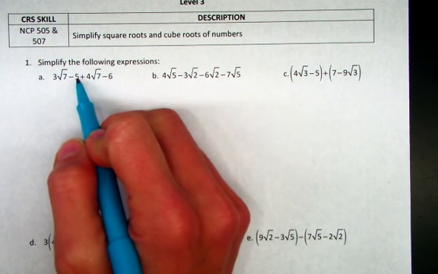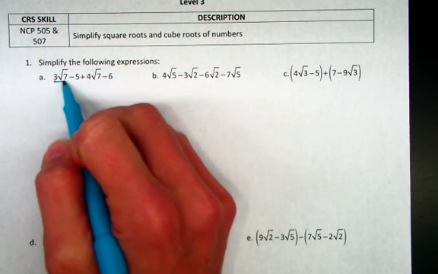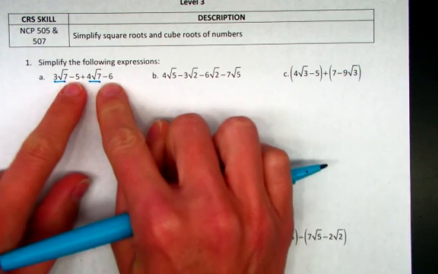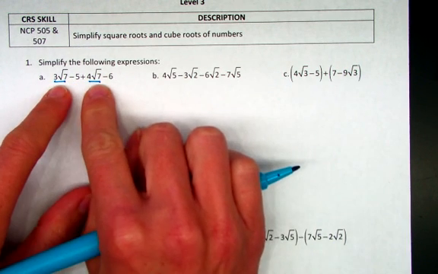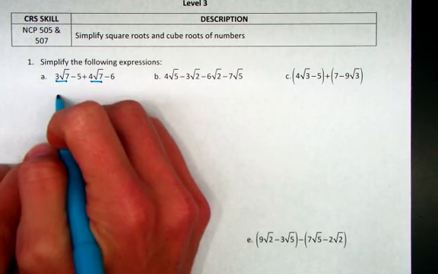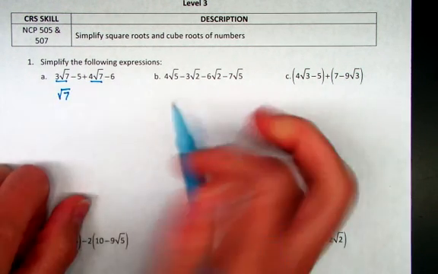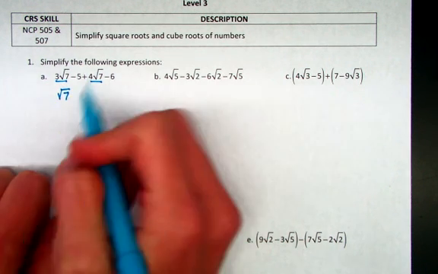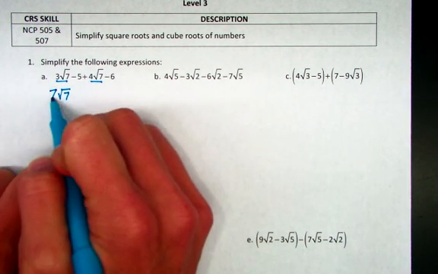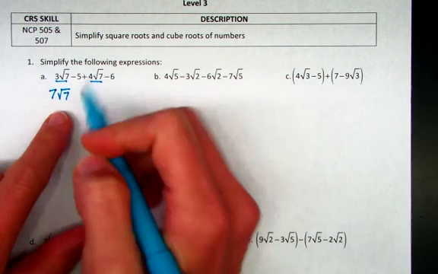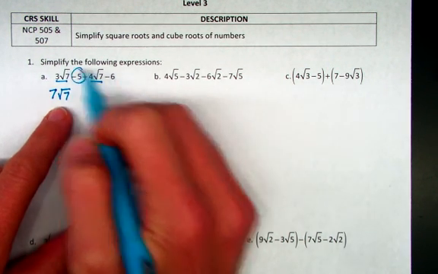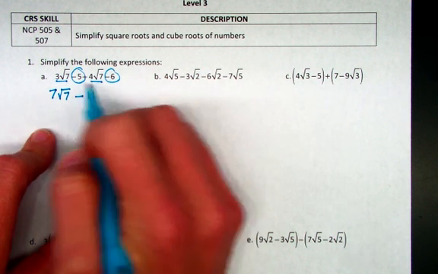We have 1, 2, 3, 4 terms. These are like terms, and these are like terms. Now these are like terms because they both have root 7. But remember, when we add the root 7 together, we're really just adding 3 plus 4. And 3 plus 4 is 7. So the other parts don't change. And then we have negative 5 and negative 6, and that's negative 11.